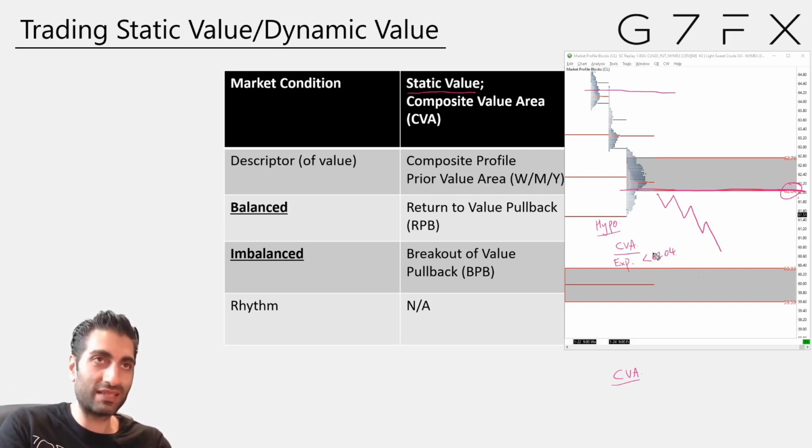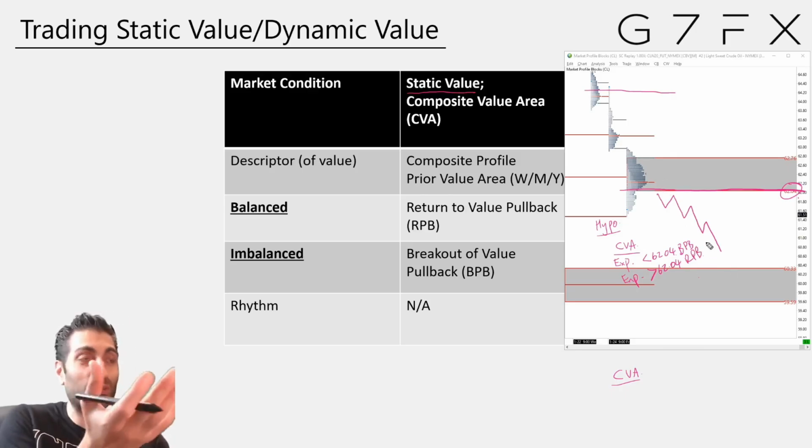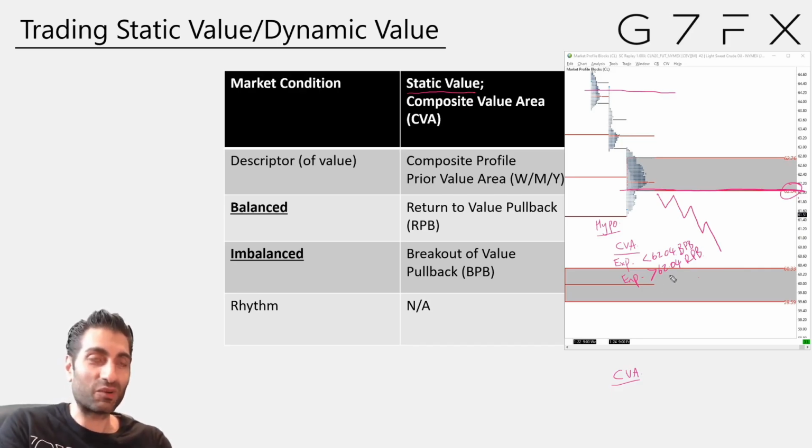So expectation less than 6204 is what? Breakout of value, pullback, and then expectation above 6204 is what? Return to value, pullback. And like I said, I used to print this out as well. I was terrible at writing this stuff down. So I would literally have this as my hypothesis A. Can you see, return to value, pullback? They're just pulling back, returning to value.